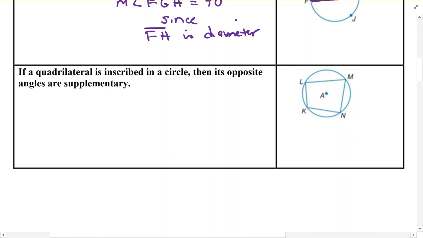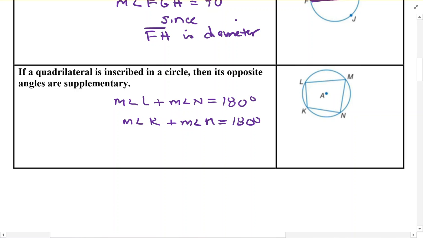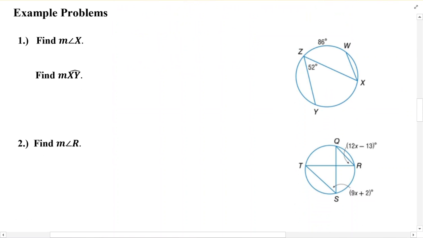If we inscribe a quadrilateral in a circle, then the opposite angles are supplementary. So the measure of angle L plus the measure of angle N would equal 180 because they're opposite, and the measure of angle K plus the measure of angle M would also equal 180. So let's look at a few example problems.